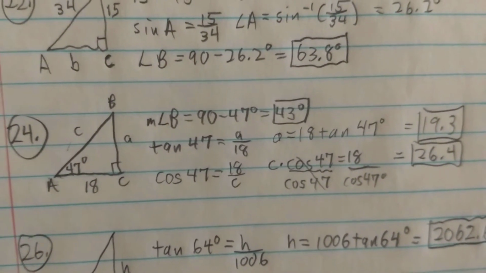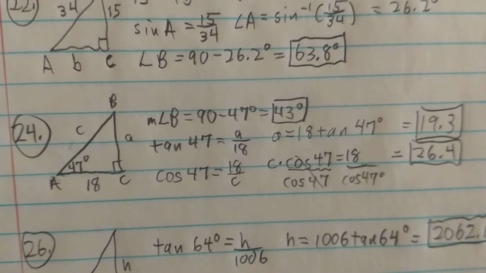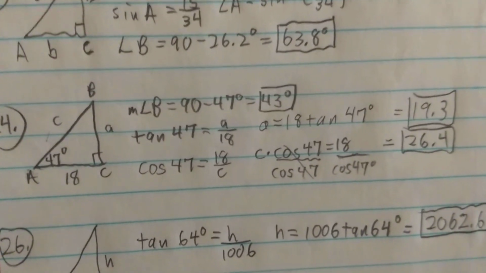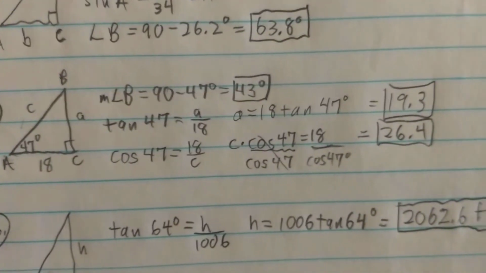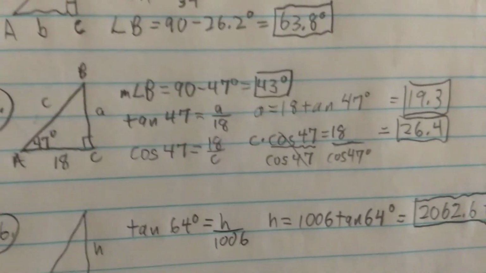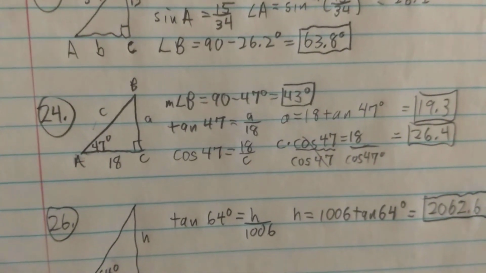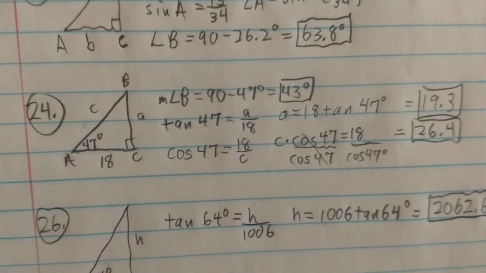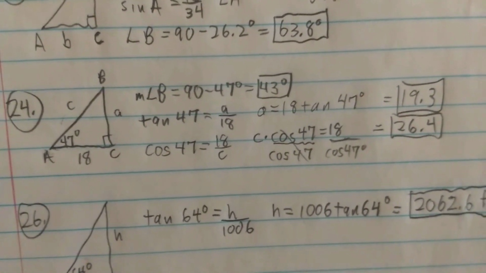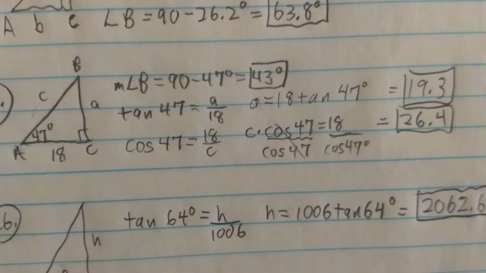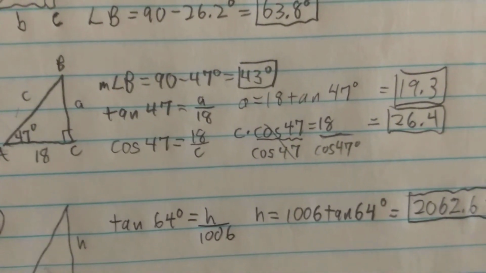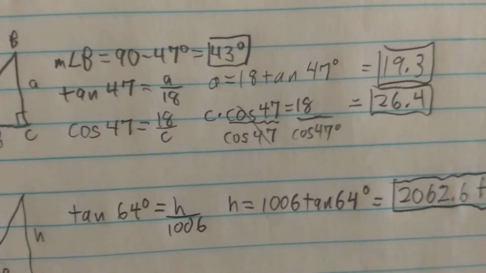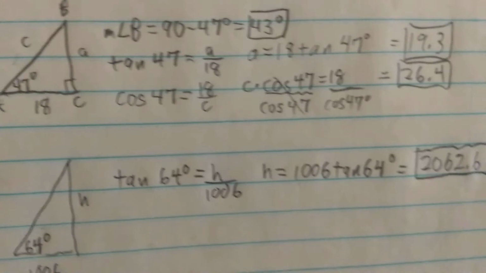And we can say tangent 47 is opposite over adjacent, or A over 18. And cross multiplying, A is equal to 18 tangent 47, or 19.3. And to get cosine of 47, we would have the adjacent over the hypotenuse, or 18 over C. And now cross multiplying, we get C cosine 47 equals 18. Divide both sides by cosine 47 leaves us with 26.4.